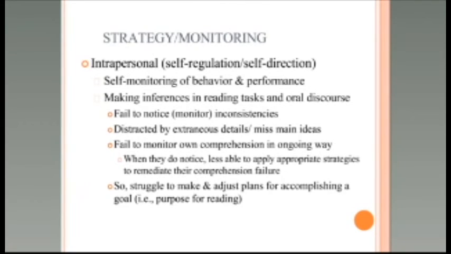And when they do notice difficulties in comprehension, they are then less able to apply appropriate strategies to remediate comprehension failure. So not able to say, okay, wait, I didn't understand that, I should go back and reread, or I need to figure out what was the main idea. As a result, they're more apt to struggle to make and adjust plans for accomplishing a goal, to come up with what's the purpose of reading this, what's the main idea, what do I need to do with this information. So you see that difficulty in terms of monitoring strategy as well throughout.